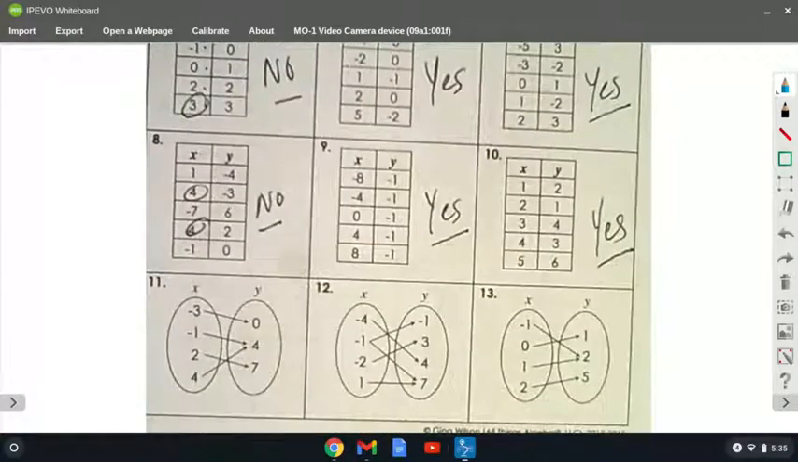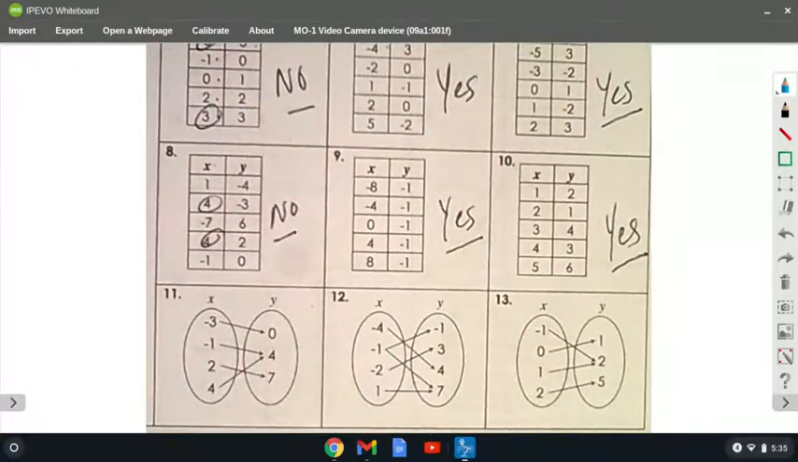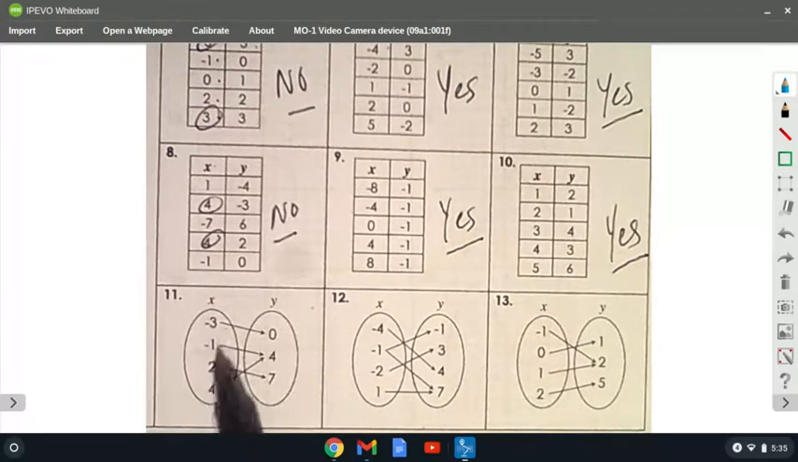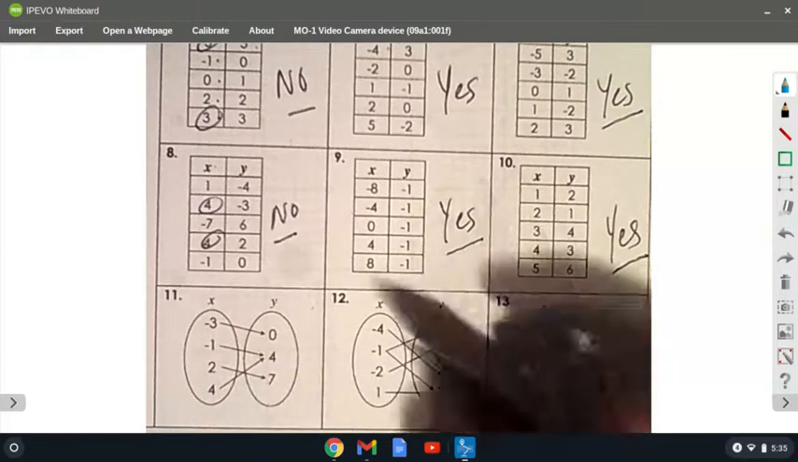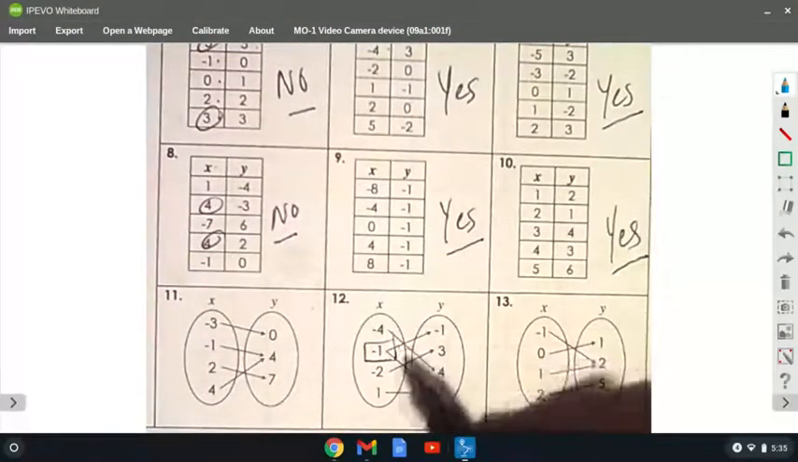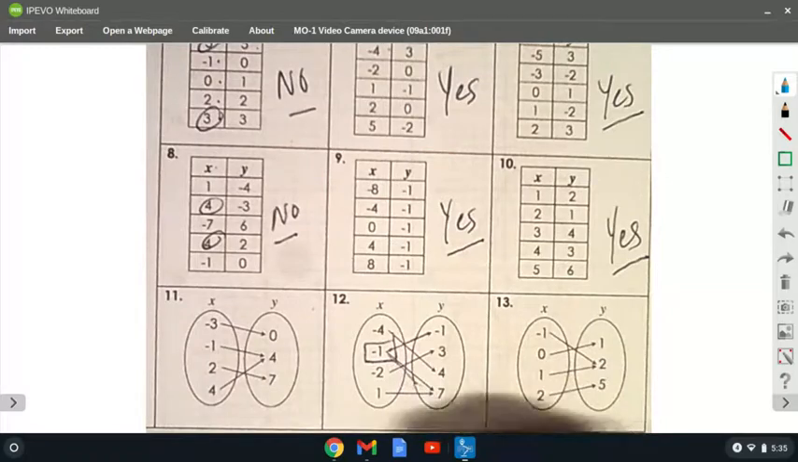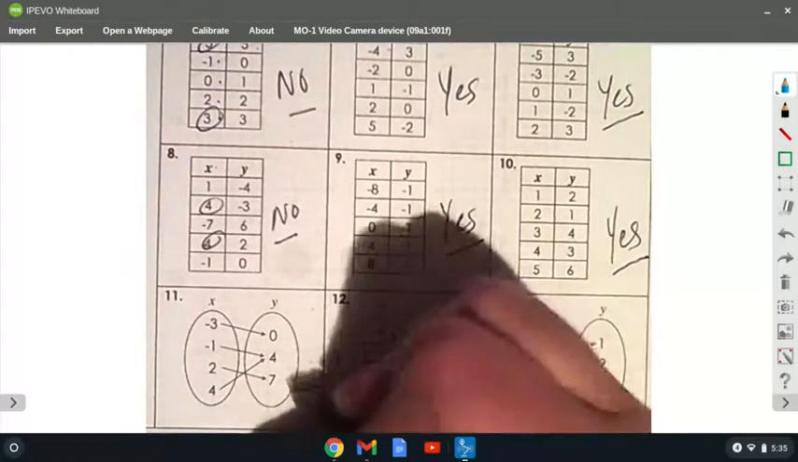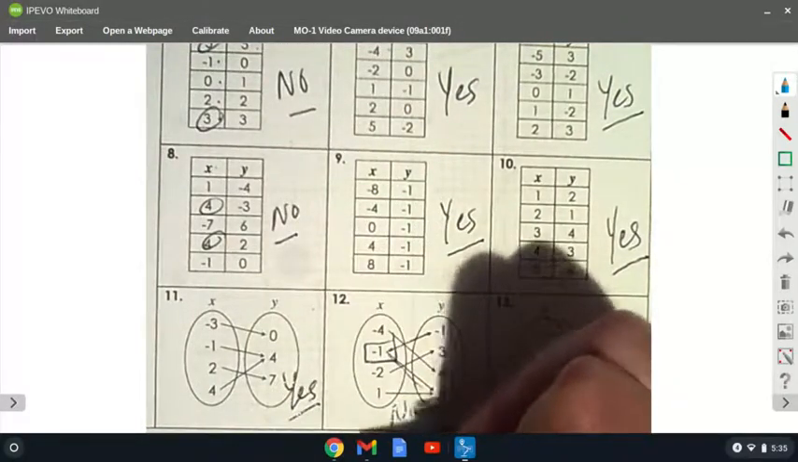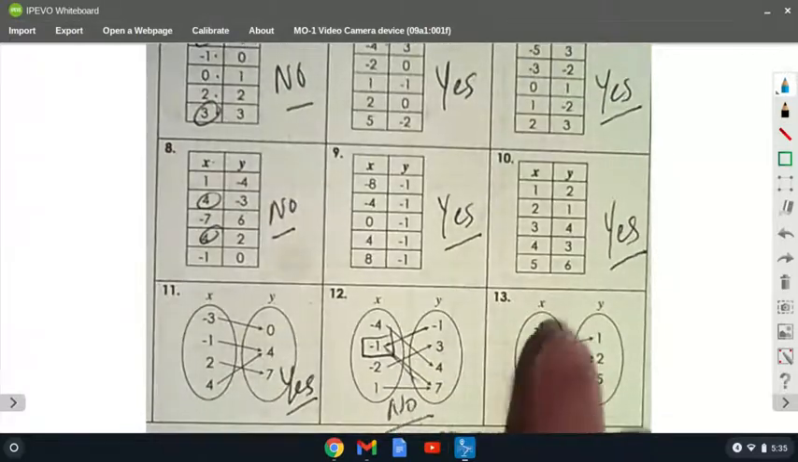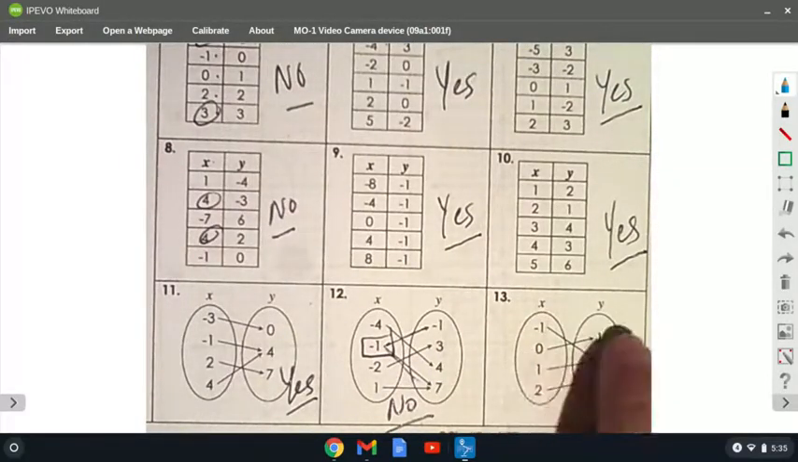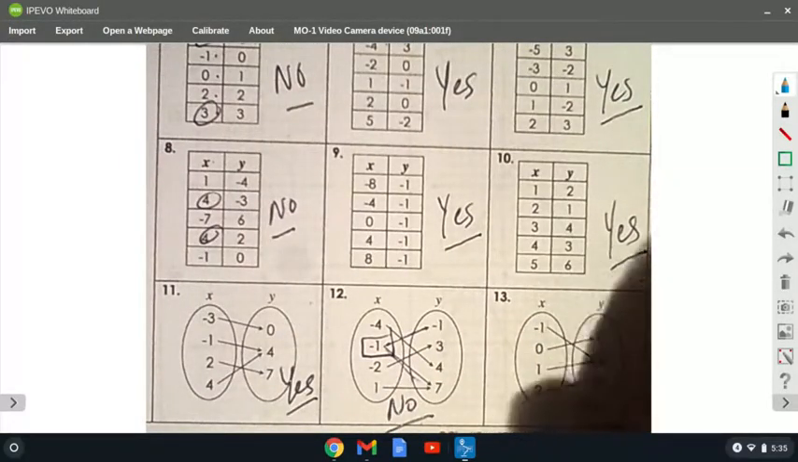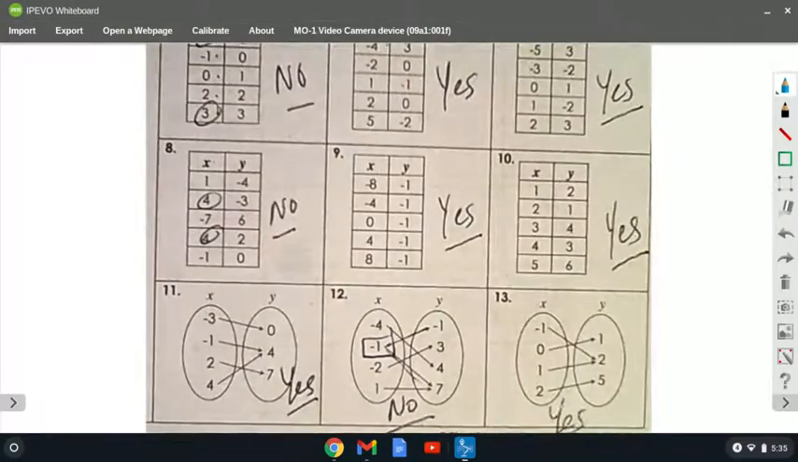When I look at a mapping, we talked a little bit about this last class. But when I look at a mapping, I just look at, are there two arrows coming off of any of these x's? This one right here, -1, has two arrows coming off of it, which means that x value is being used twice. So this would not be a function. This one, that -1 only goes to 1. So does the 0. So does the 1. So does the 2. So this would be a function.